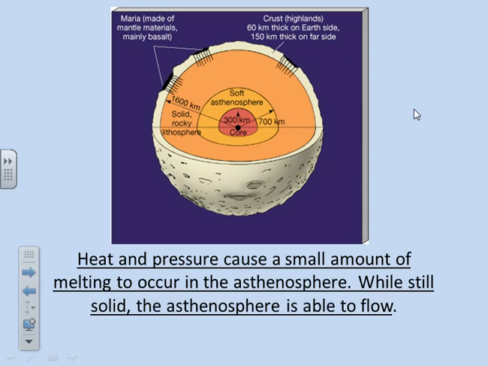Okay, so heat and pressure cause a small amount of melting to occur in the asthenosphere. While still solid, the asthenosphere is able to flow. So when two plates push together, there are times when one will slide under the other. Does anybody remember what that means? When one is being subducted. The plate that's being subducted is going into the mantle, and it is being destroyed because it's very hot there, and basically it gets melted down.